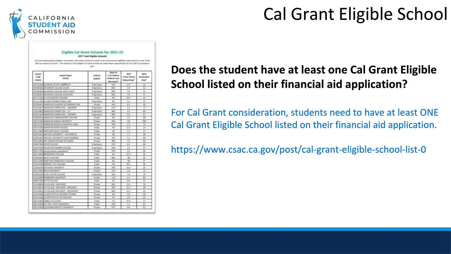Does the student have at least one Cal Grant eligible school listed on their financial aid application? For Cal Grant consideration, students need to have at least one Cal Grant eligible school listed on their financial aid application. You can find a list of the current Cal Grant eligible schools on the link listed on this slide.